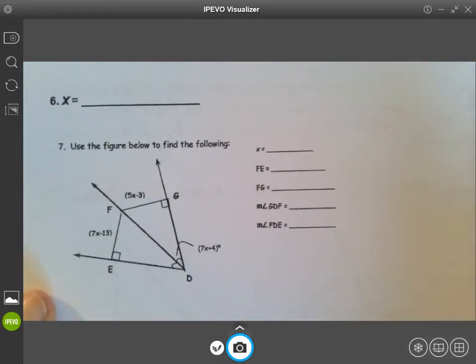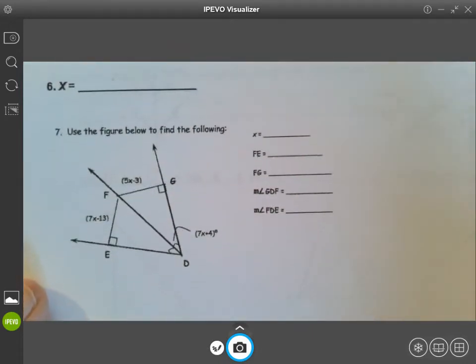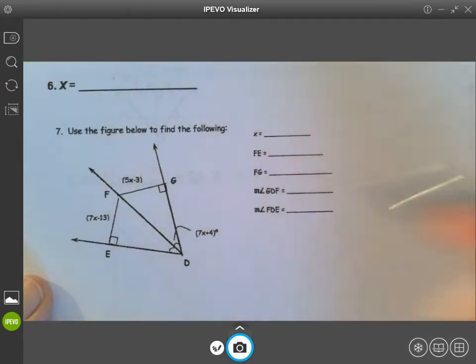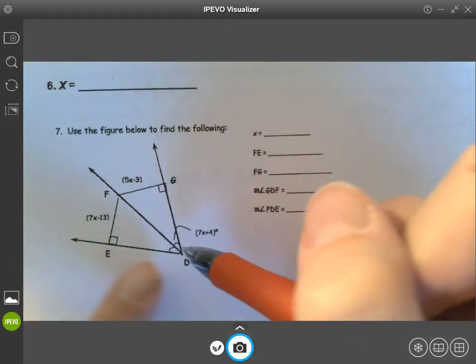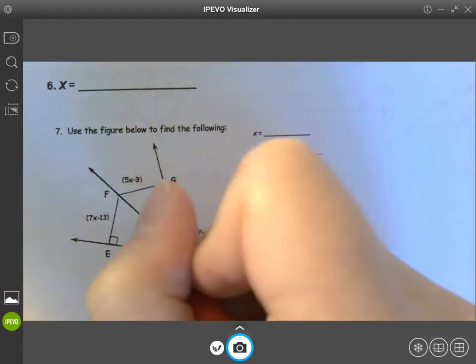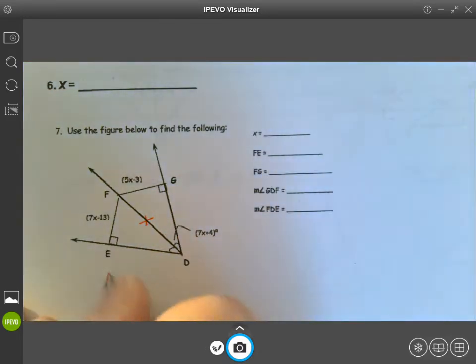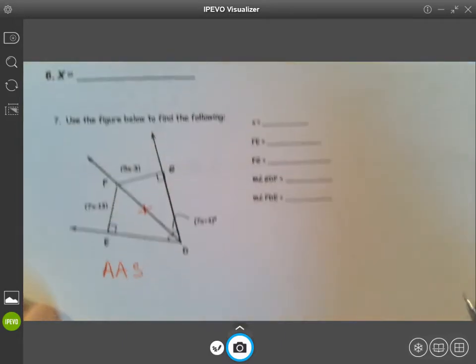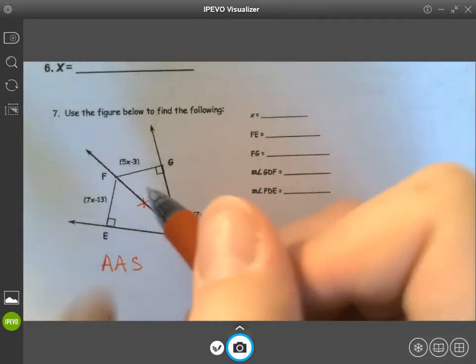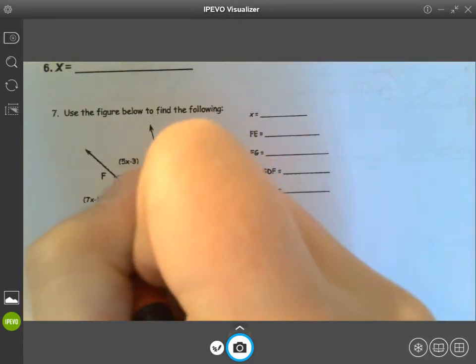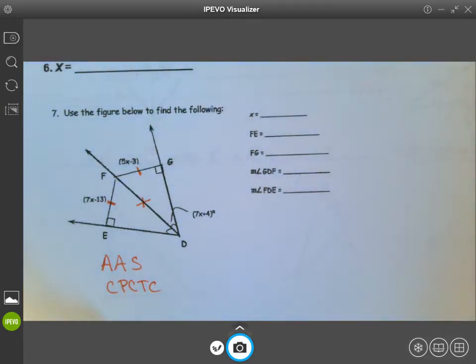So number 7, very similar idea. We have a lot of pieces to find here, and make sure you're finding angle measures. Here's what I know again. We have a 90-degree angle. They've marked this angle congruent, and this side is congruent. Guys, this is angle, angle, side. Angle, angle, side tells me these triangles are all congruent. So then by CPCTC, this is congruent to this.